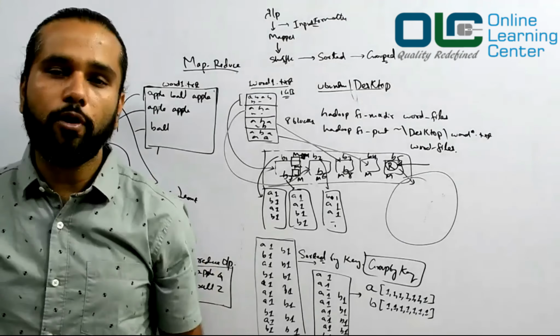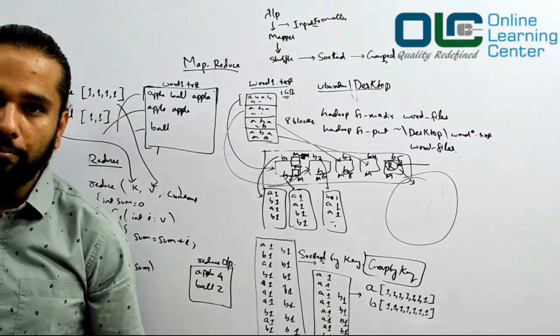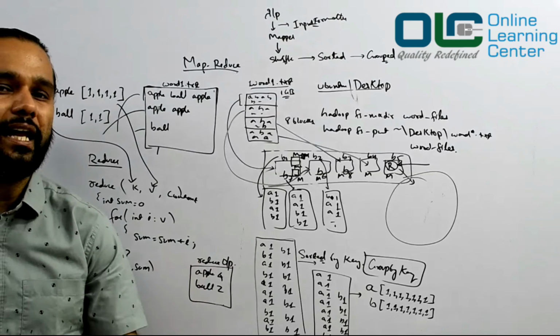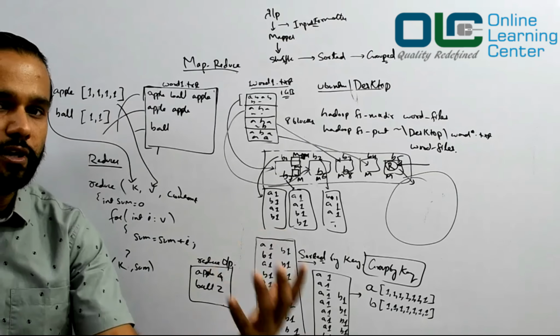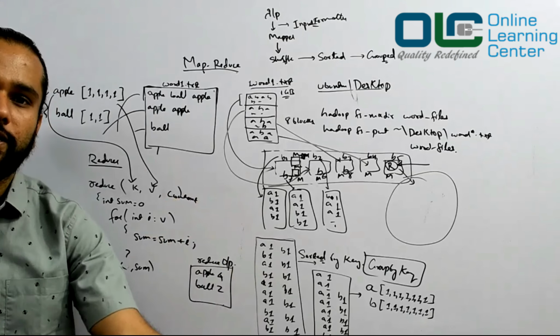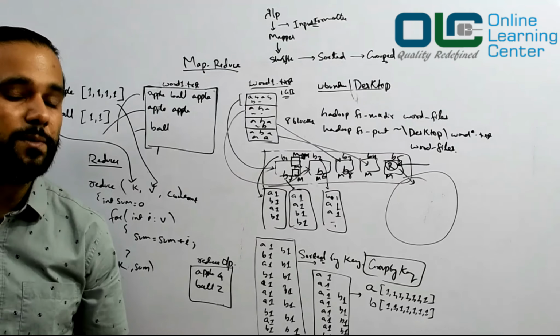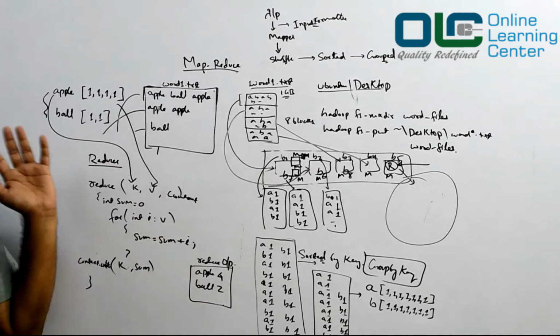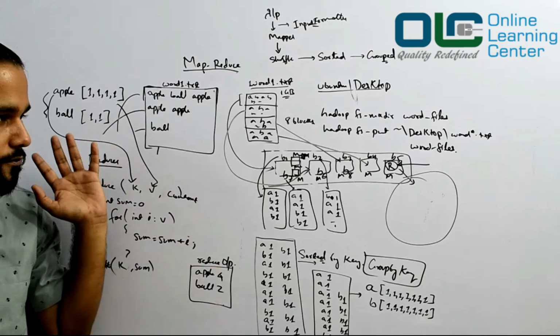So it is very important to understand this word count example. Many people don't take it seriously, and I have seen them struggling like hell. They're not able to get into big data jobs. The reason is that the concepts are not clear. So it's very important that you understand this very, very thoroughly.